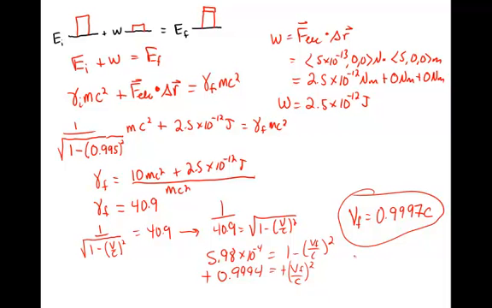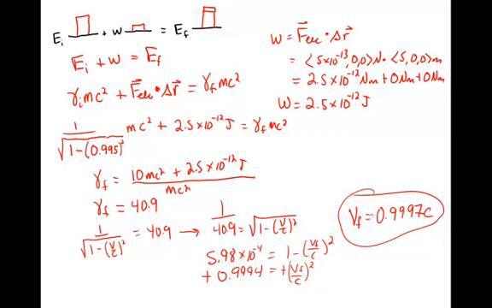So, checking my answer, let's see if my units work out. Well, v over c has units of meters over seconds over meters over seconds. Those cancel out, and so this is unitless. C has units of meters per second. V has units of meters per second. So the units are looking pretty good.